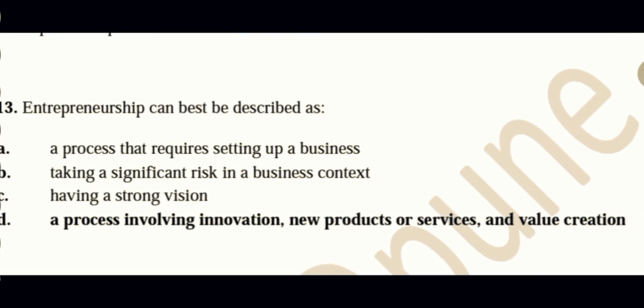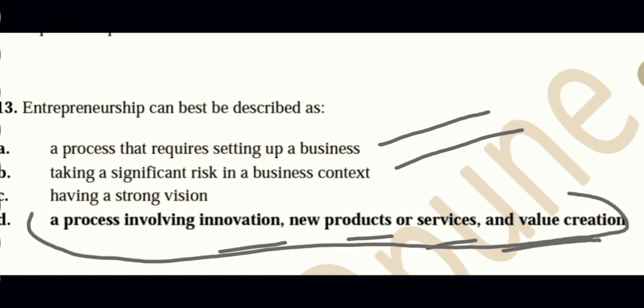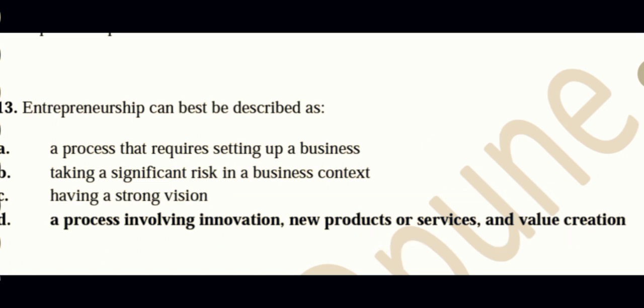Entrepreneurship can be best defined as. So the options were a process that requires the setting of a business, taking a significant risk in the business context. C option was having a strong vision, and the fourth one was a process involving innovation, new projects or services, and value creation. And the right option for this question was obviously the last one. Okay. Now coming to the next question.